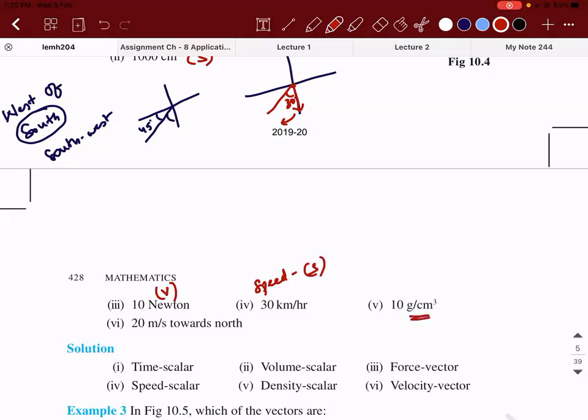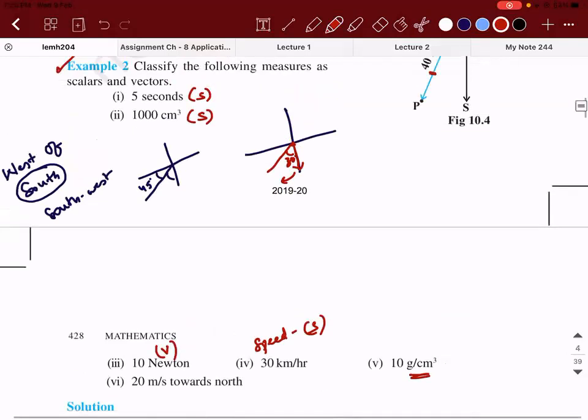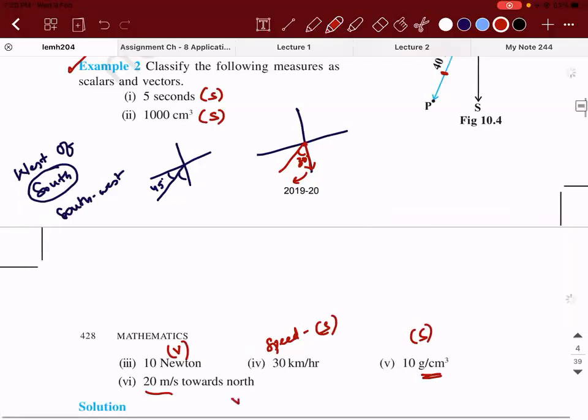10 gram per centimeter cube. Gram per centimeter cube is density. So density is again scalar. 20 meters per second towards south. See, 20 meters per second is again speed only. But towards south is making it velocity. So it is velocity and it is a vector.